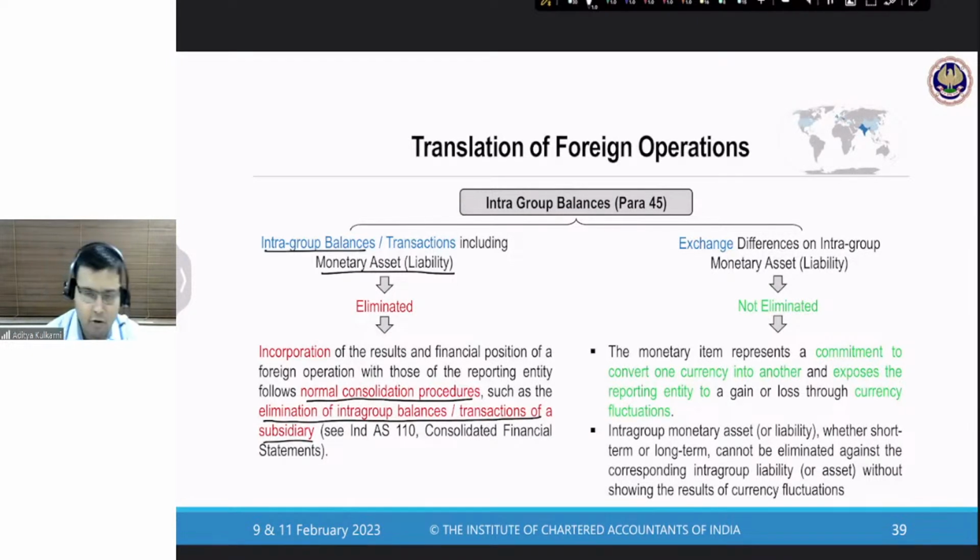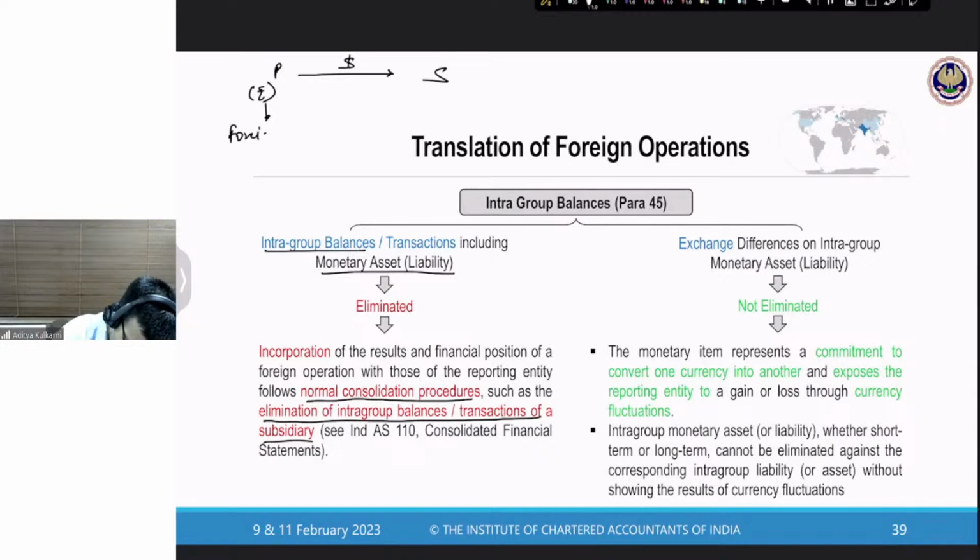Sir, suppose I am a parent. Parent sells goods to its subsidiary. Parent is in India, so rupee is the currency, but it invoices its goods in dollars. So in the parent's books, you will be having a foreign currency receivable from the subsidiary. That is right.